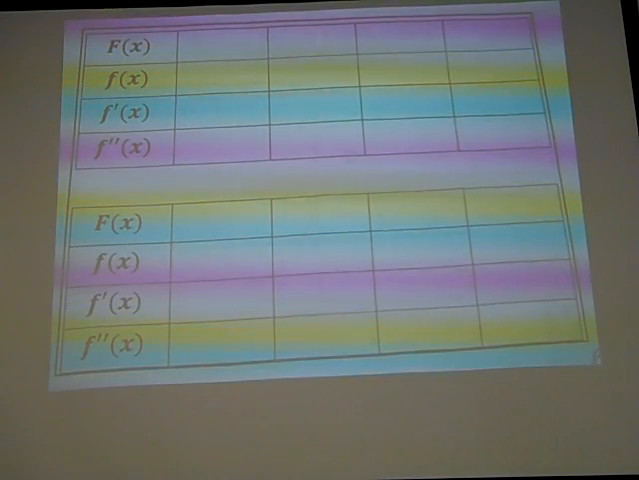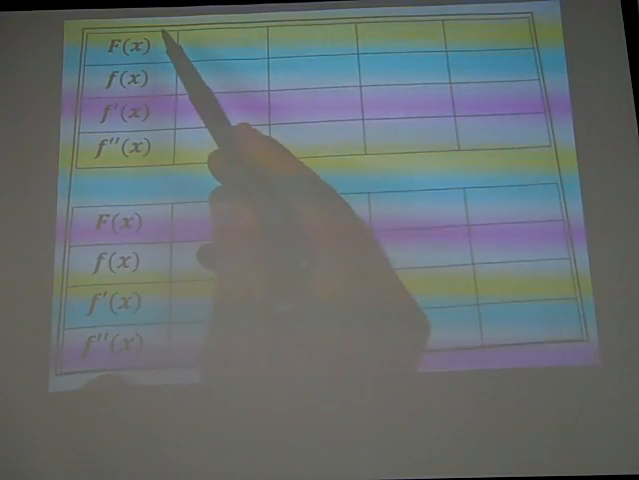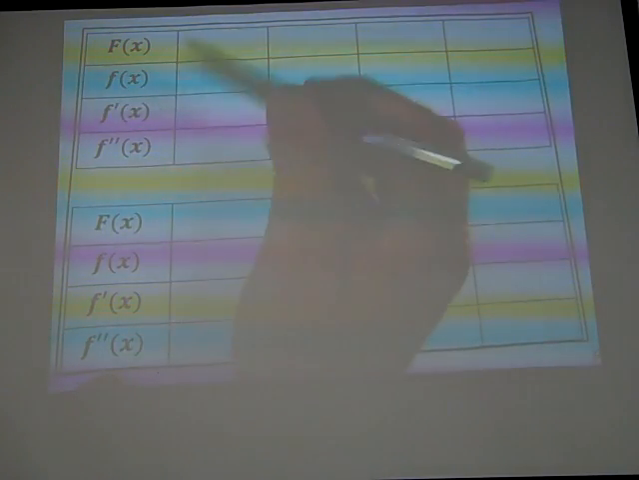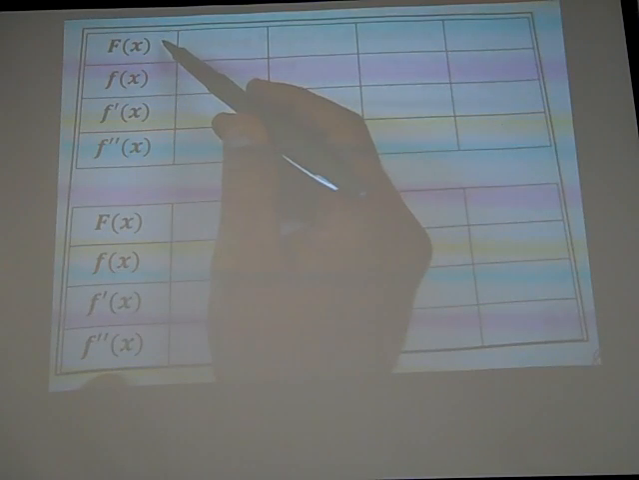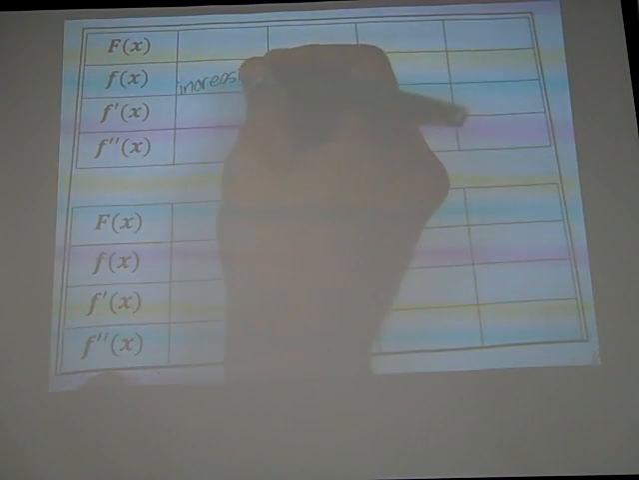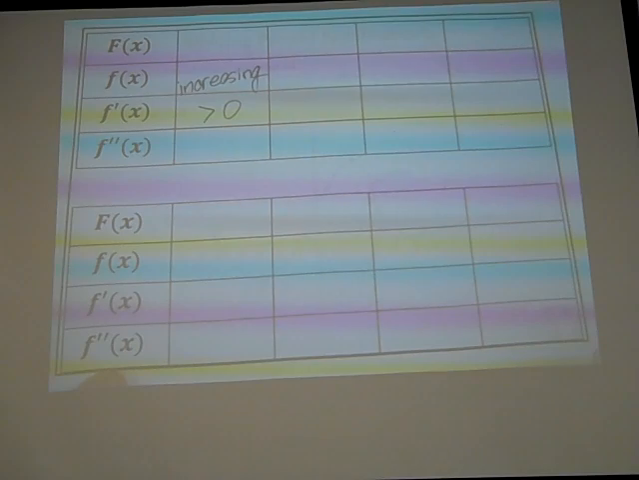Okay, so we've got this summary table, and I made it larger so that I can write in there so that everybody can see. And what I'm trying to convey here in this top table is going to be the relationship between the original function, the derivative, the second derivative, and the antiderivative. So let's try this. If I was told that my original function is increasing, then what I know for sure is that the first derivative is going to have to be greater than 0.